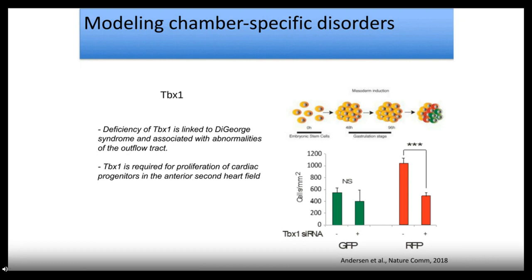So in this case, deletion of TBX1, we would expect that it would only affect the second heart field because the outflow tract is derived from the second heart field. And this is exactly what we see. When we delete TBX1 in the first heart field of the DLP positive cells, we don't see any statistical difference between knockdown and not, whereas when we knock down TBX1 in the RP positive cells, we see a dramatic reduction in proliferation of these cells. So this again confirms that the system can be used to model these chamber-specific events.